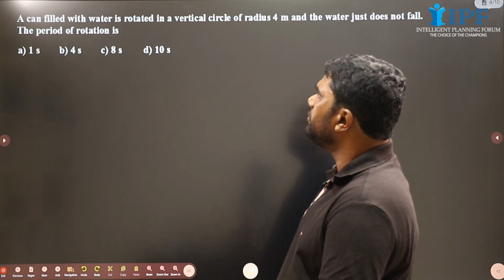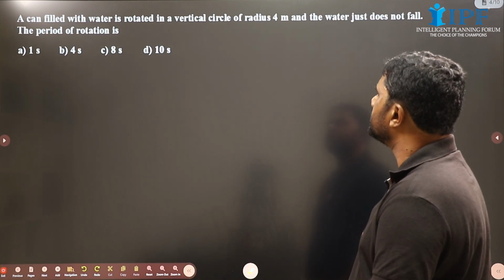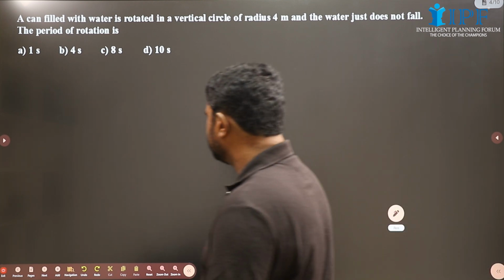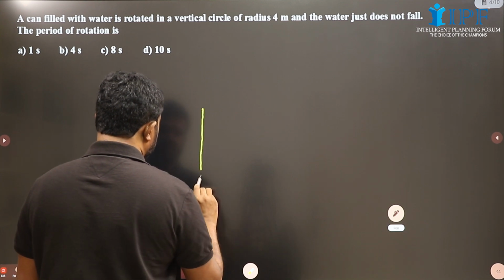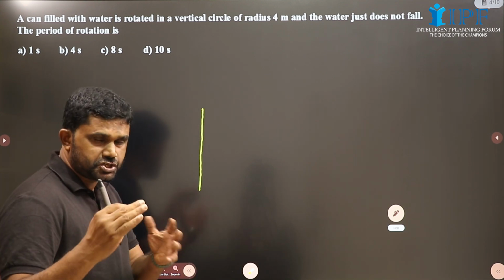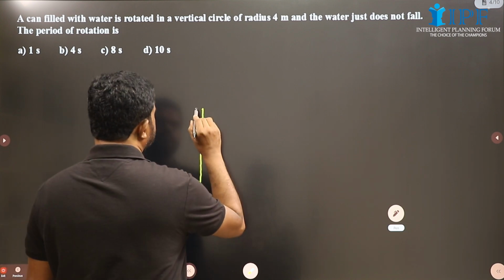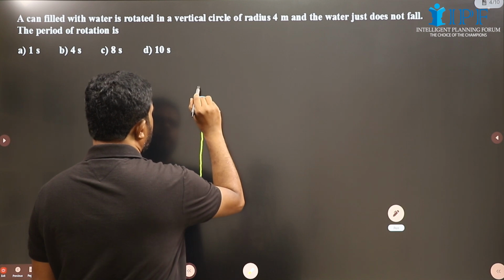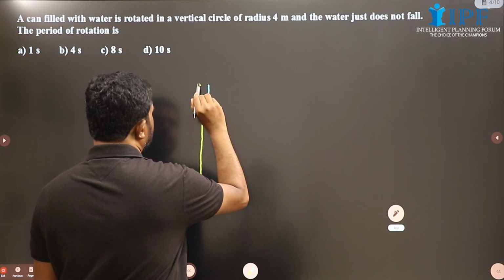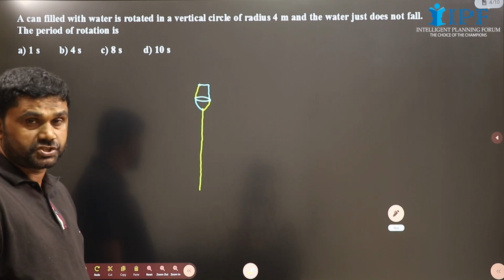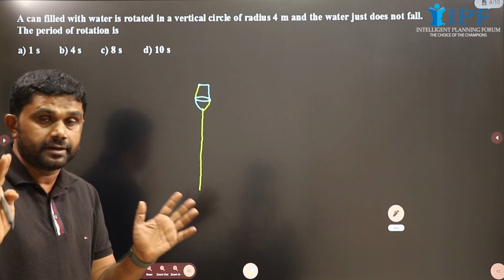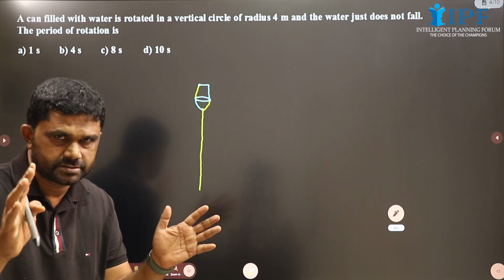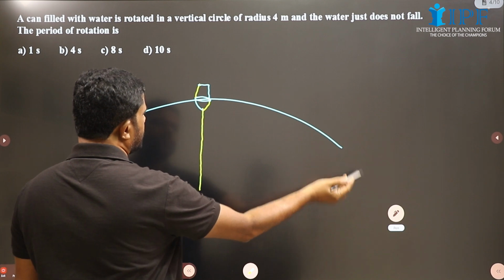Now, see, a can filled with water is rotated in a vertical circle of radius 4 meter and the water just does not fall. The period of rotation is. Children, see, consider the case when the bucket is at the highest position of the vertical circle. This is the bucket, okay? When it is at the highest position, water should not spill, or let us say water must be at rest with respect to the bucket.